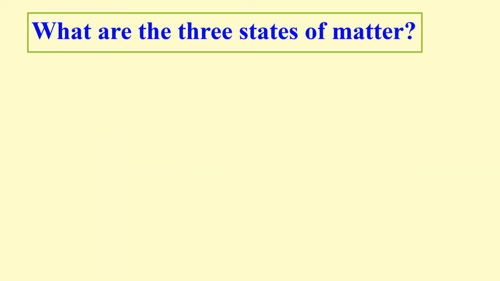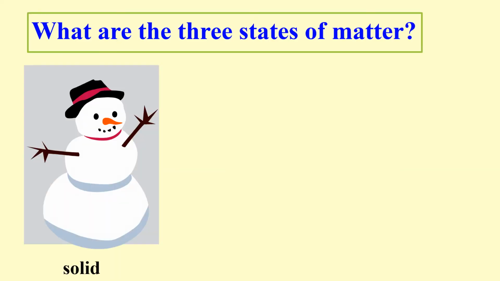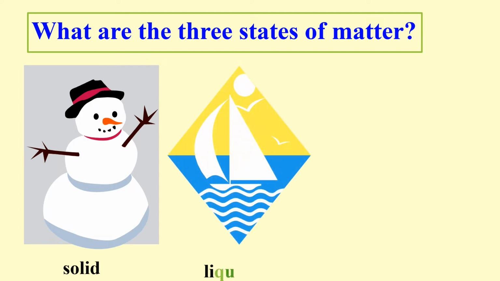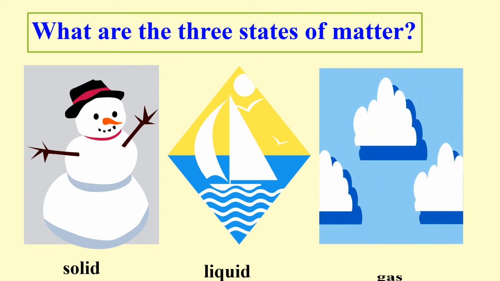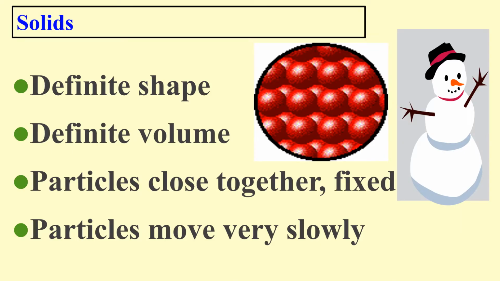What are the three states of matter? We have solid, liquid, and gas. Solids have the following characteristics. They have definite shape, definite volume. The particles in solids are close together, they are fixed, and the particles move very slowly.